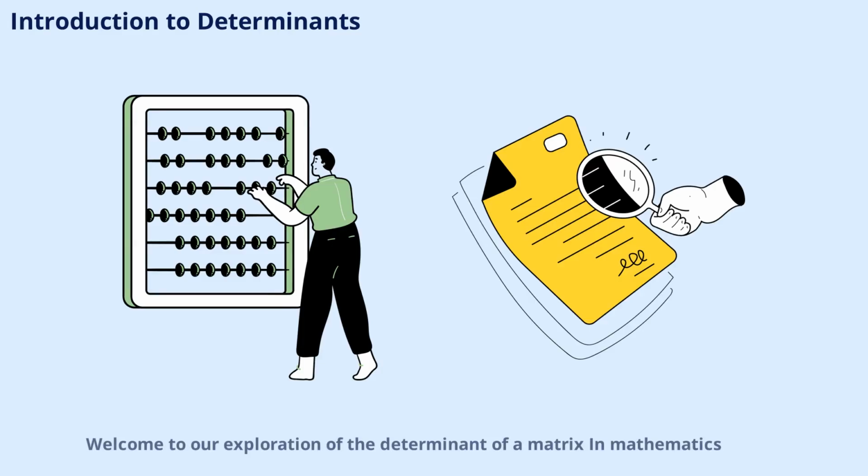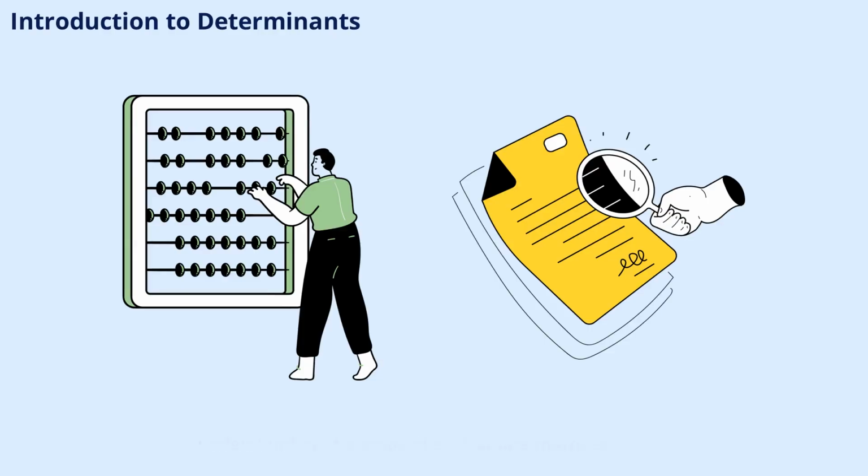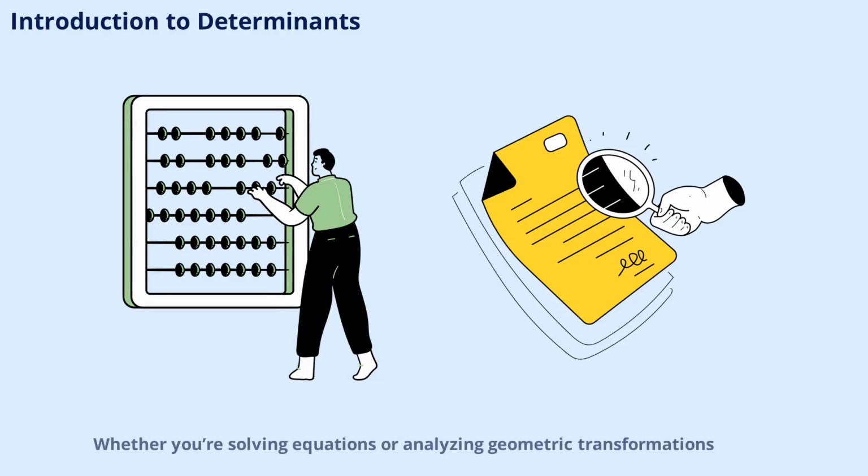Welcome to our exploration of the determinant of a matrix. In mathematics, determinants play a crucial role in understanding the properties of square matrices. Whether you're solving equations or analyzing geometric transformations, the determinant is a fundamental concept that reveals much about the matrix itself. Today, we'll break down what a determinant is, how it's calculated, and why it matters.